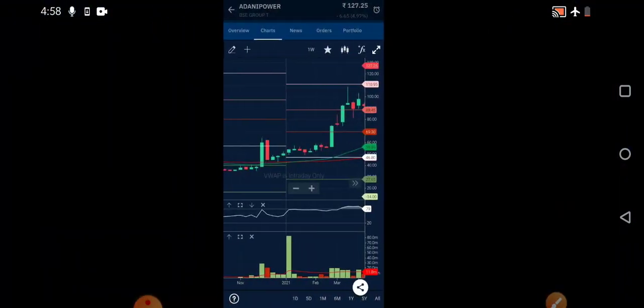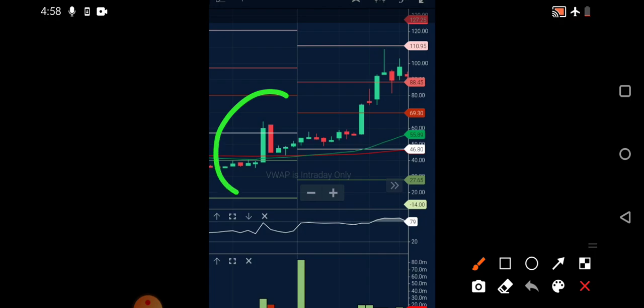If you see earlier, if you do back testing, at that time also it has given the same momentum. So you can see here, from the 40 rupee level it has gone to above 60 also. So that time it was its all-time high.